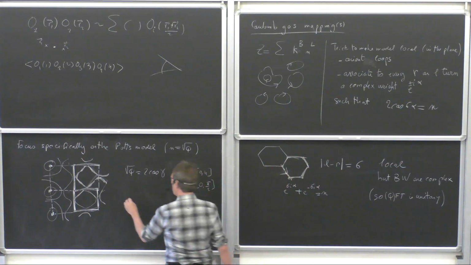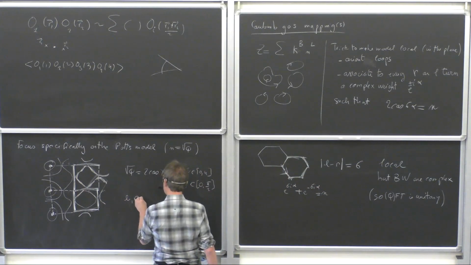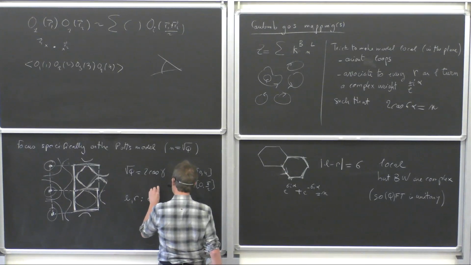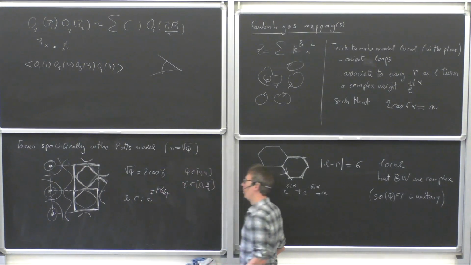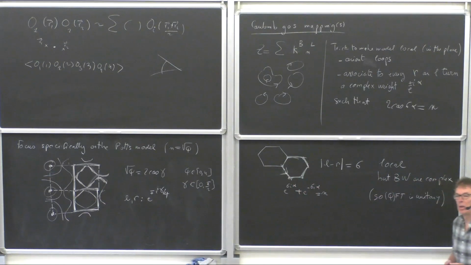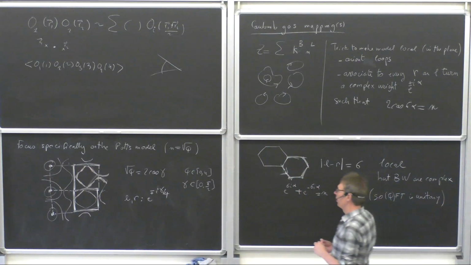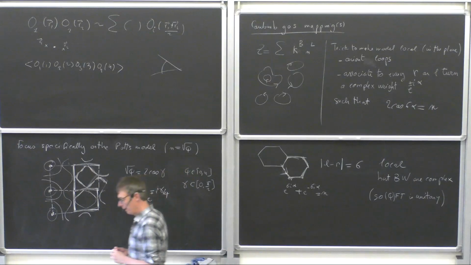And then we're going to associate to left and right turns the weights e to the minus or plus i gamma over 4. If we do this, every loop on the plane gets a weight 2 cosine gamma.